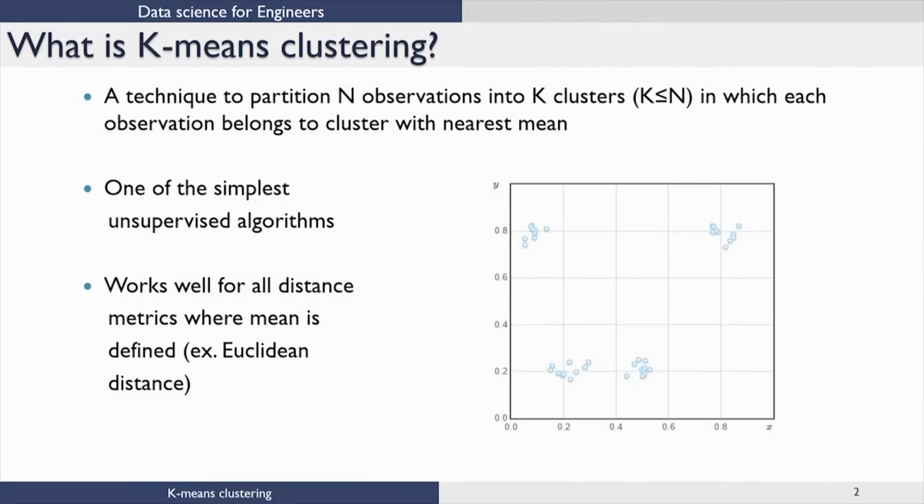K-means clustering is a technique that you can use to cluster or partition a certain number of observations, let us say n observations, into k clusters. The number of clusters, which is k, is something that you either choose, or you can run the algorithm for several k's and find what is an optimum number of clusters that this data should be partitioned into.